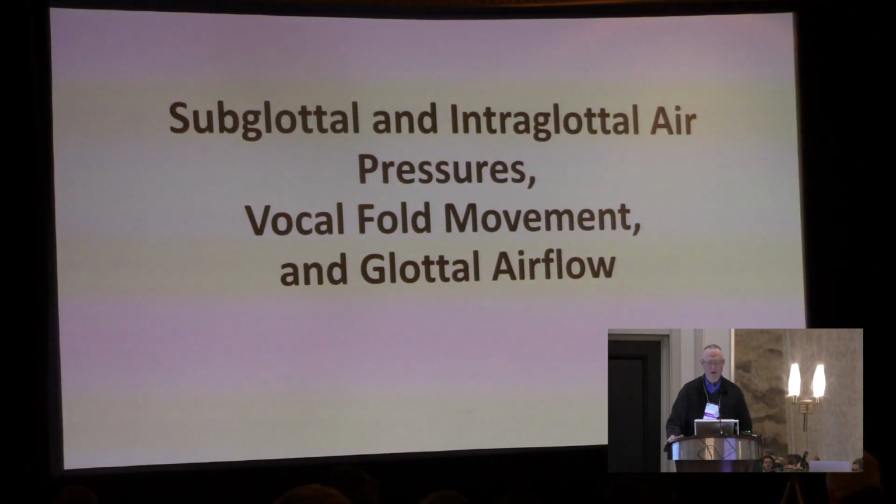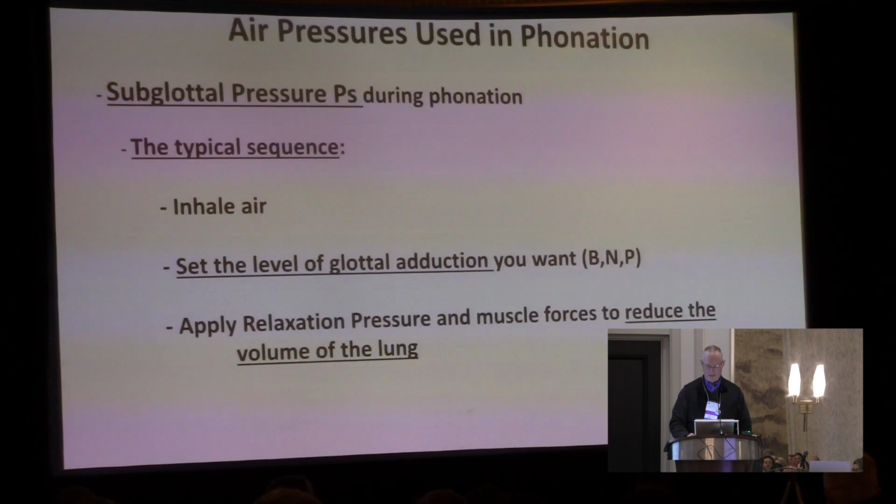Let's talk about subglottal pressure, intraglottal pressure, transglottal pressure, vocal fold motion, and glottal airflow. So how do we actually create air pressure for phonation? That's called subglottal pressure, tracheal pressure, lung pressure. It's not really lung pressure. There's a little bit of a drop of the pressure by maybe half a centimeter of water. But let's talk about subglottal pressure.